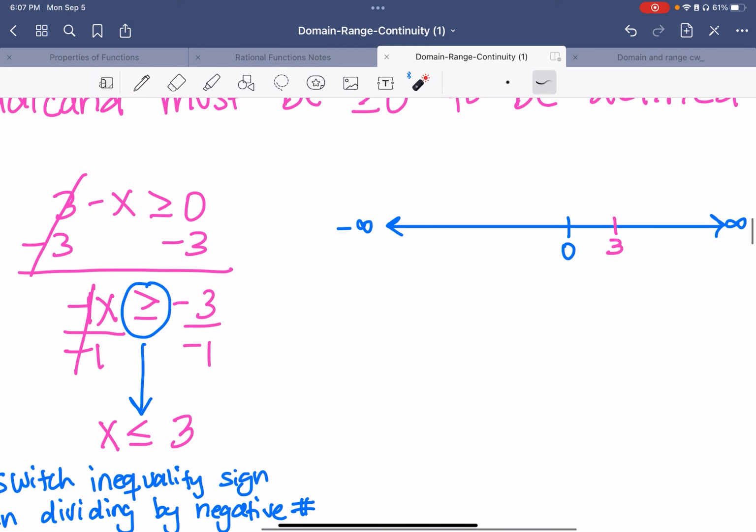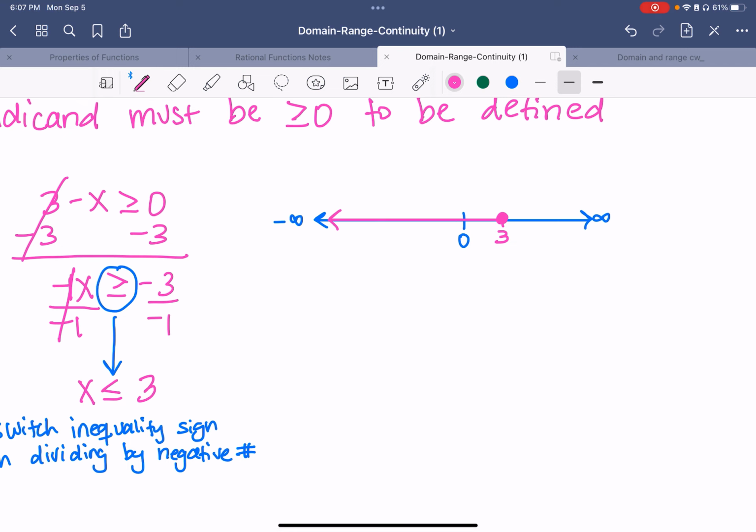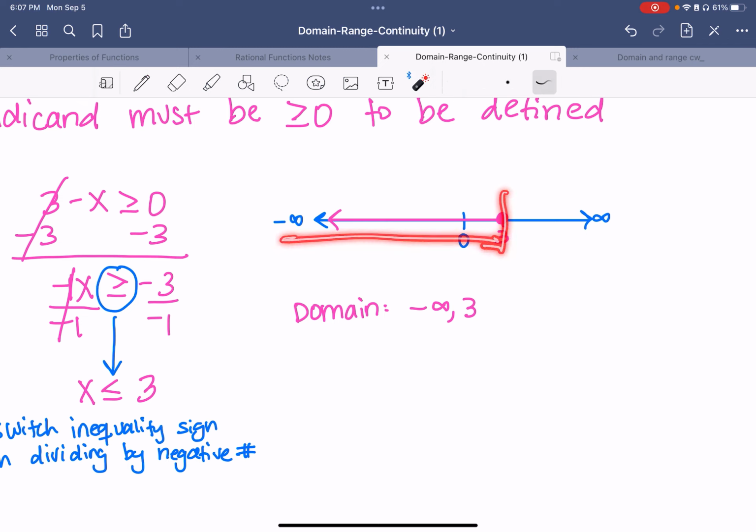Okay, so this symbol was less than or equal to. So the equal to implies that it's going to be a closed point at 3, and then less than 3 means it's going towards negative infinity. Okay, so my domain in interval notation, always going from left to right, will be negative infinity to 3. Negative infinity to 3, and that's where it stops.